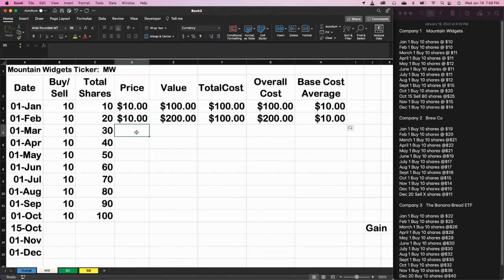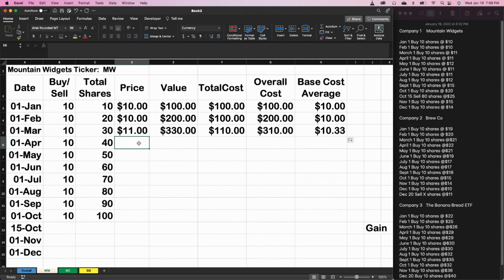Perfect. The third month along, everything went up to $11, so nice move for that share. Our value in this case is now $330. Our total cost is $110, and our overall cost is $310. So you'll notice right now we're in profit by about $20. That's kind of cool. Now we'll bring this down, and you'll notice our base cost average is $10.33.